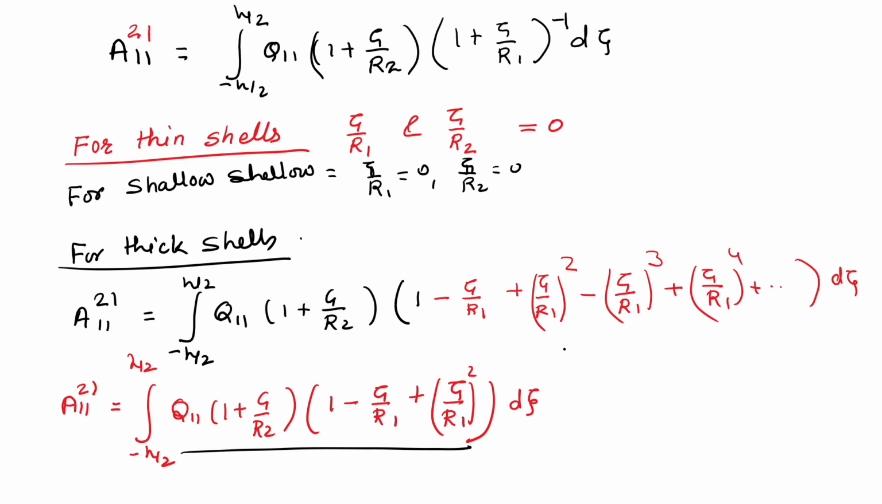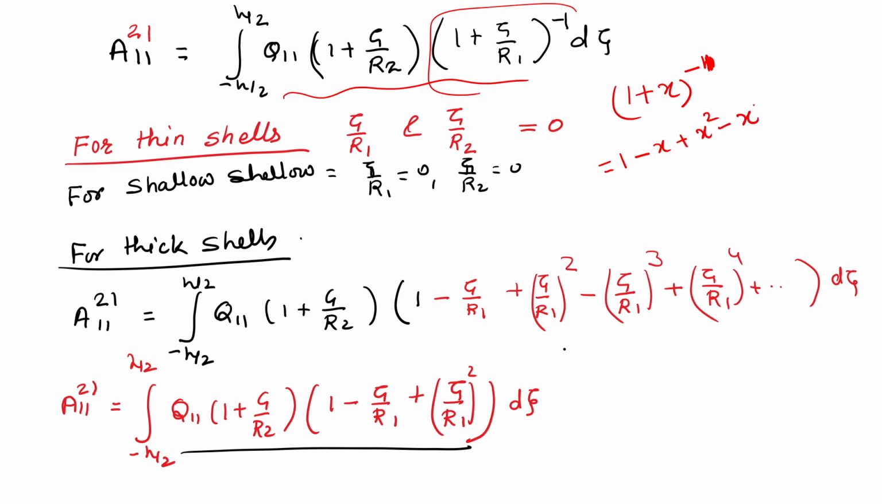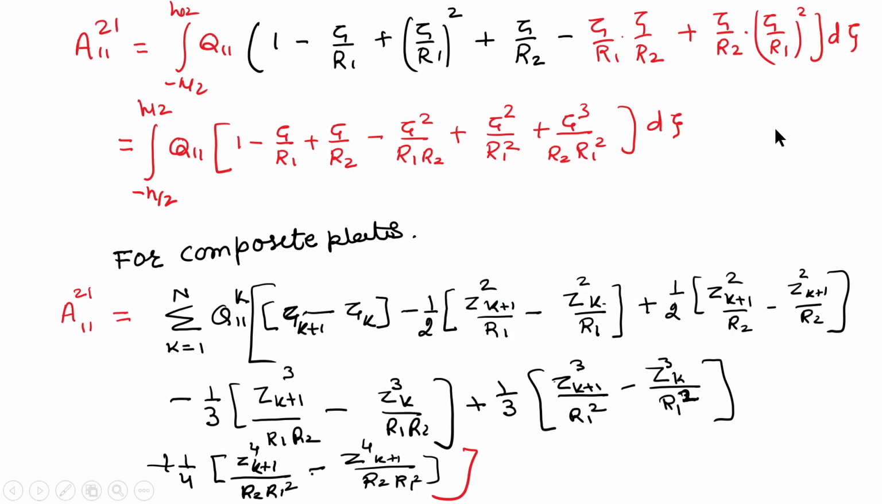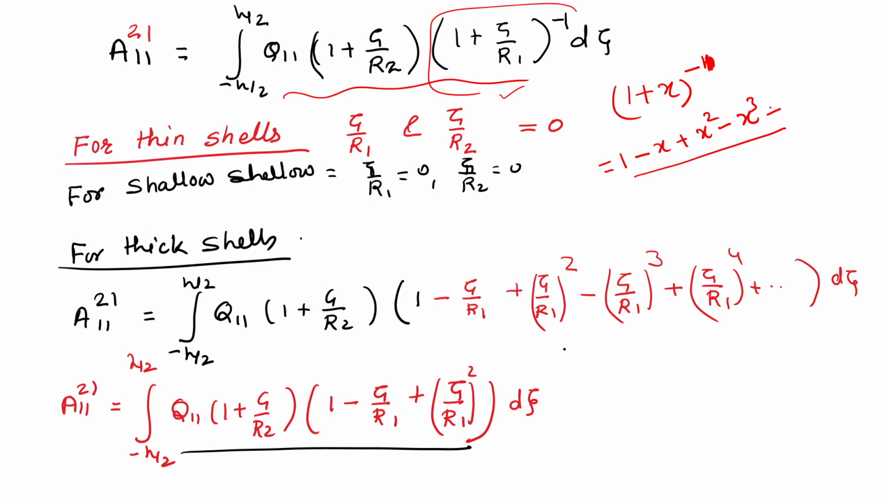Already I have discussed that for the case of a thin shell, zeta by R1 and zeta by R2 are neglected, and for the case of a shallow shell they are neglected, but for the case of a thick shell they are considered. Now, how do you solve this? This is the inverse of that. Ultimately you are writing a program, you need one number. So, this term can be like 1 plus x raised to the power of minus 1. So, the binomial expansion of that will be 1 minus x plus x square minus x cube and so on. If we expand that term, it will go up to infinity.